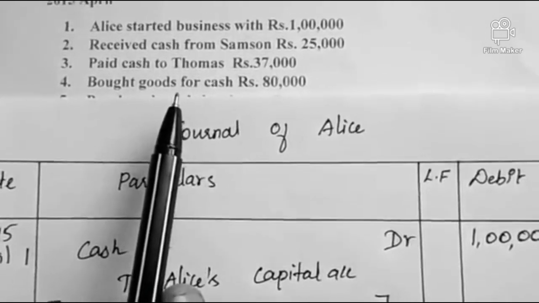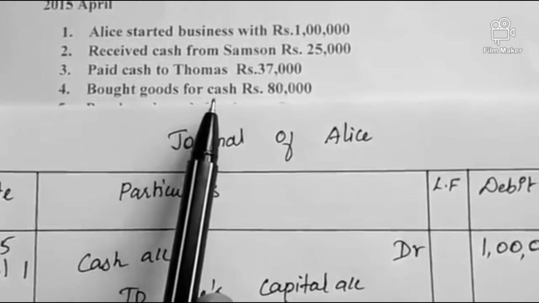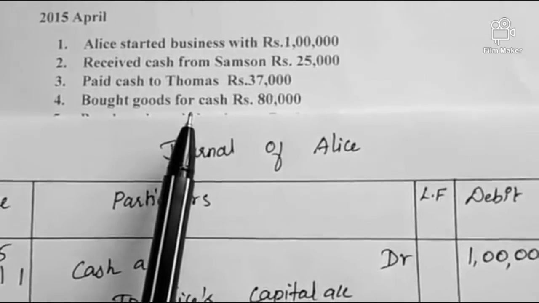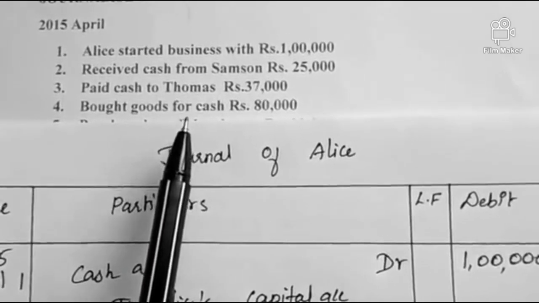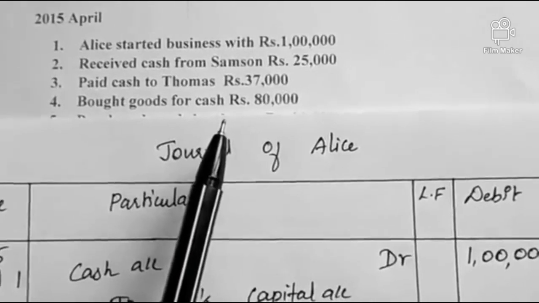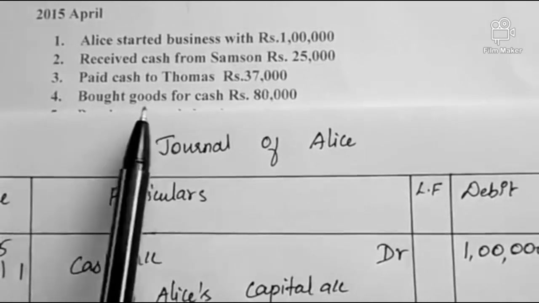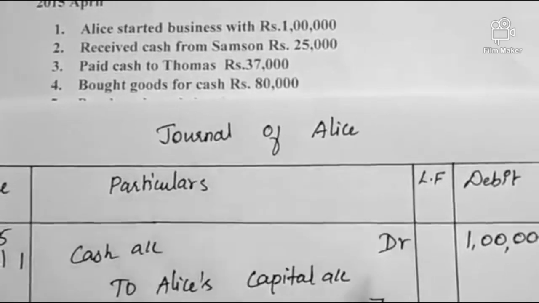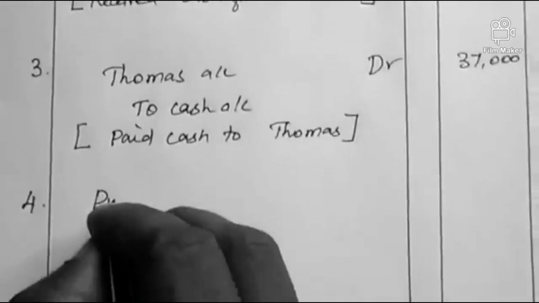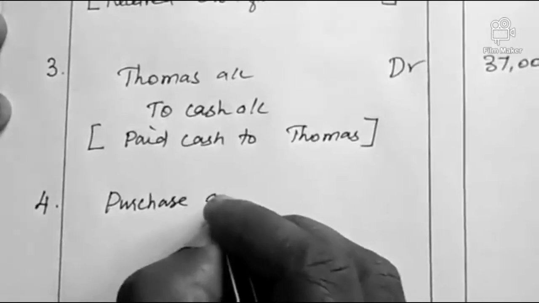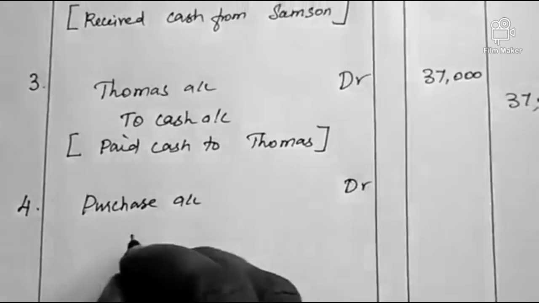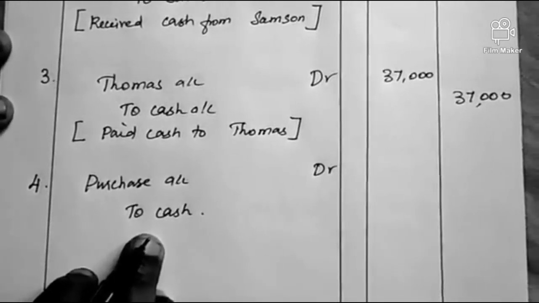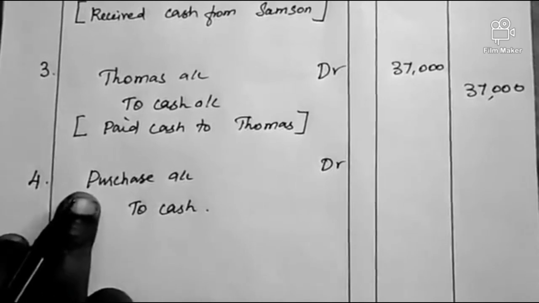In case of a credit purchase, instead of cash, you have to mention the name of the person, the name of the supplier from whom you have purchased the particular item. So instead of cash, you can write the name of the person. But here, bought goods for cash, no, it's a cash purchase. So simply write the transaction: purchase account debit to cash because it is a cash transaction.